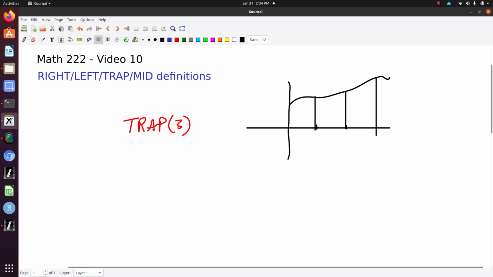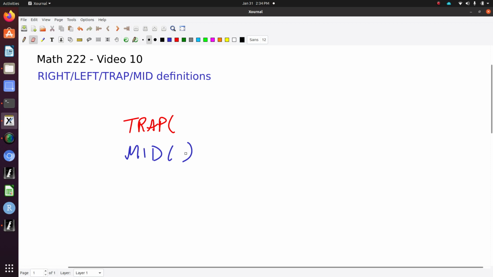Okay, so what I want you to know is what's the difference between trap 3 and mid 3. Okay, obviously you change the number of subdivisions, but the difference is, do you actually sample the function in the middle of the domain, or do you just connect? Both techniques have the same order of accuracy, but let me just zoom in. Let me give you trap 1 and mid 1 for just one function.